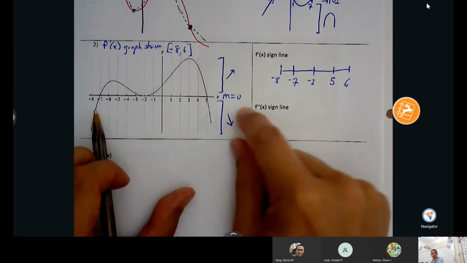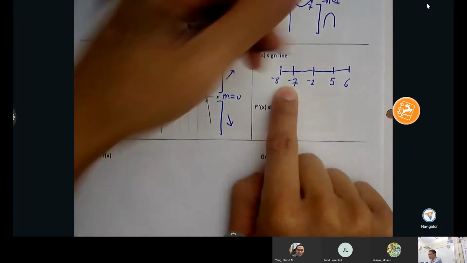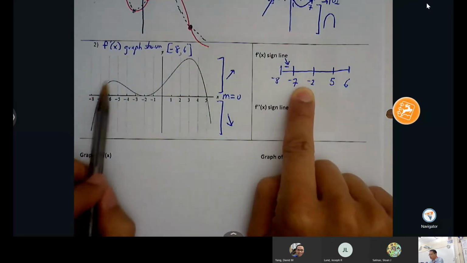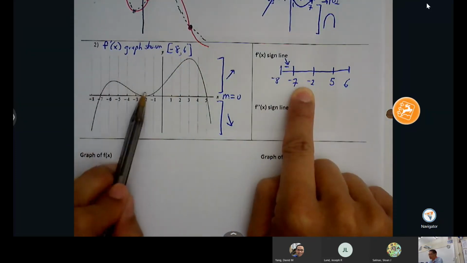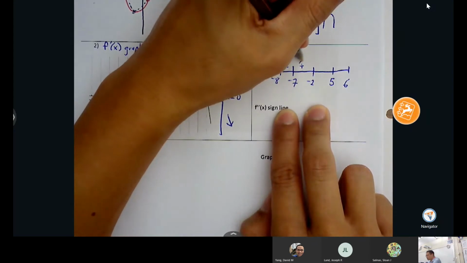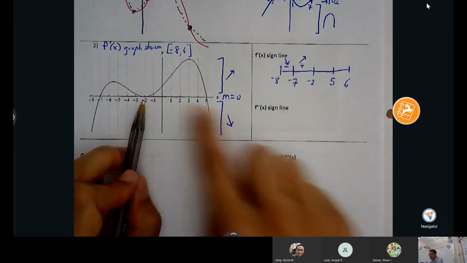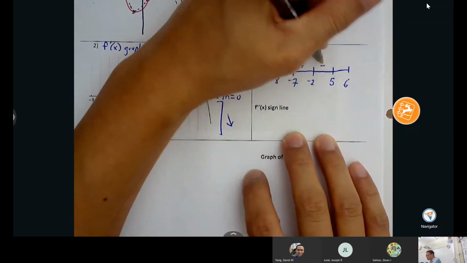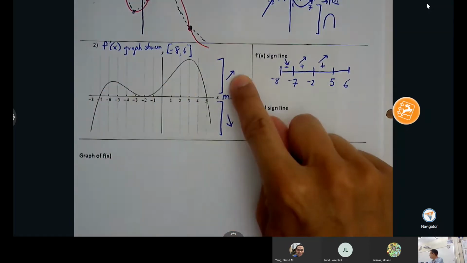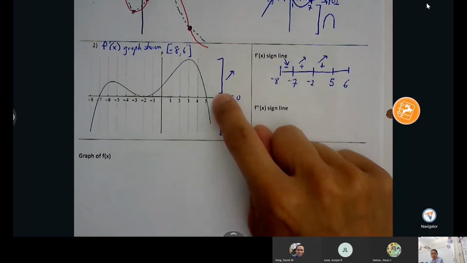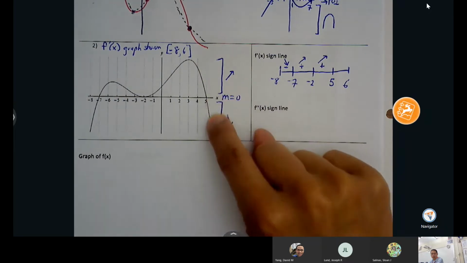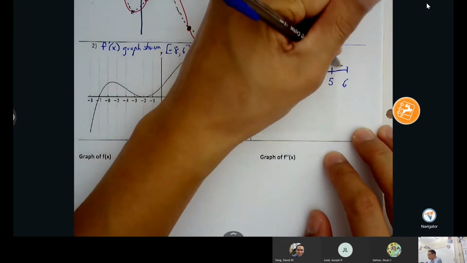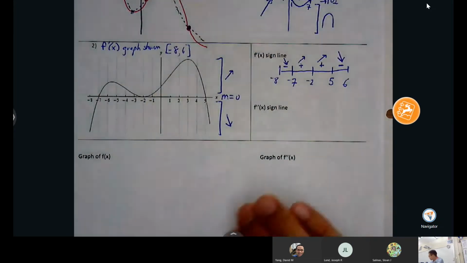Okay, we look at the location below the x-axis. That's decreasing. Above the x-axis, it's increasing. Here, still above the x-axis, so that maps to positive slope. And then finally, from 5 to 6, it's below the x-axis. So location-wise, it's below the x-axis. That's going to translate to a negative slope on the original.